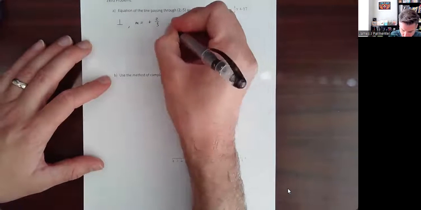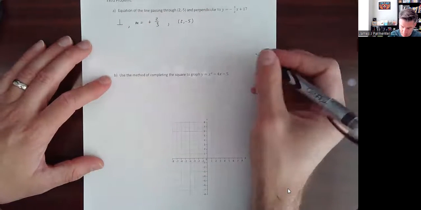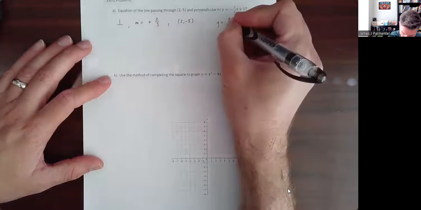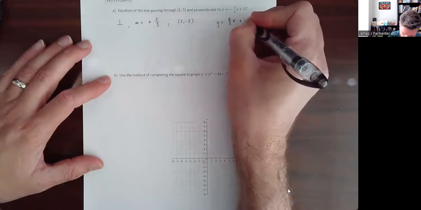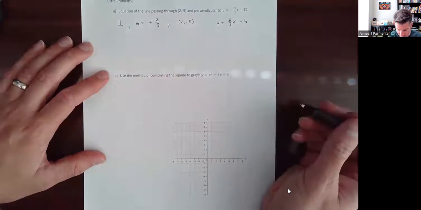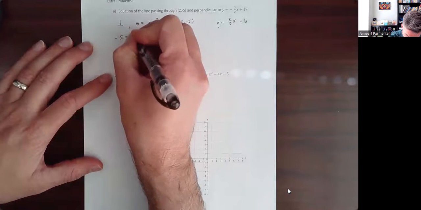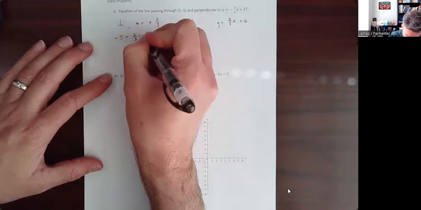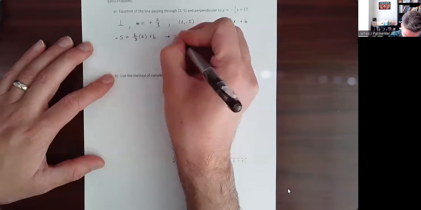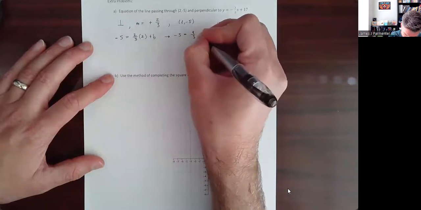Additionally, it goes to the point (2, -5). So we know that our line should look something like y equals m, so 2/3 x plus b. To find the b value, we're going to plug in 2 for x and -5 for y. So if I plug in -5 for y and 2 for x, I end up with -5 equals 2/3 times 2, which is 4/3, plus b.